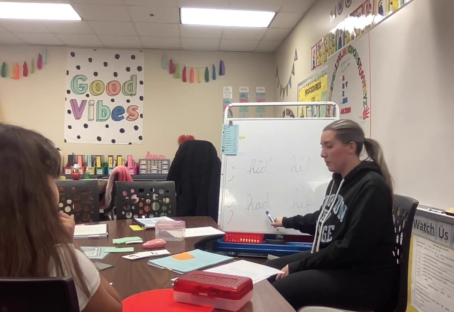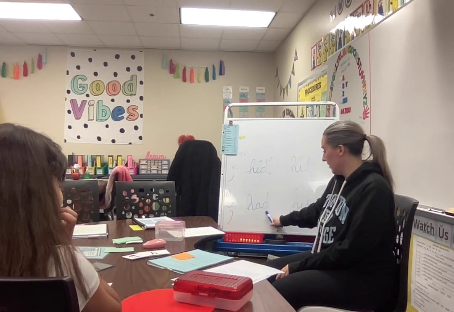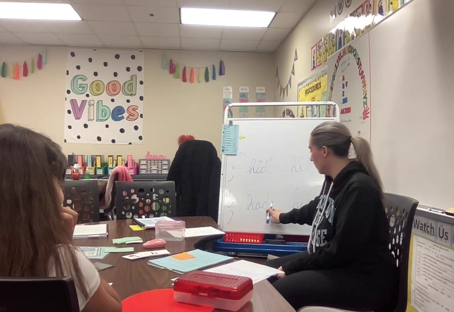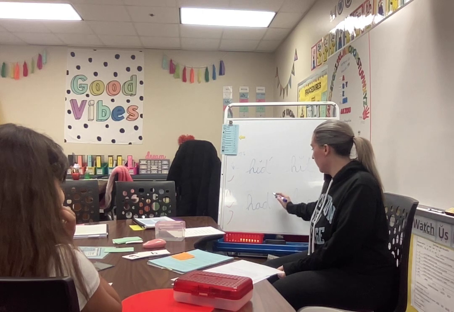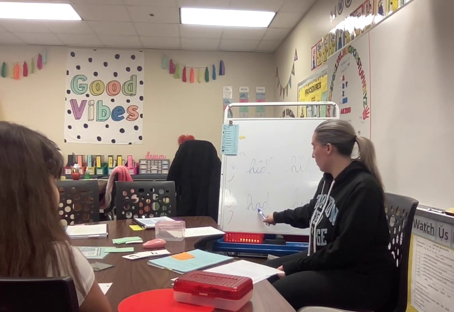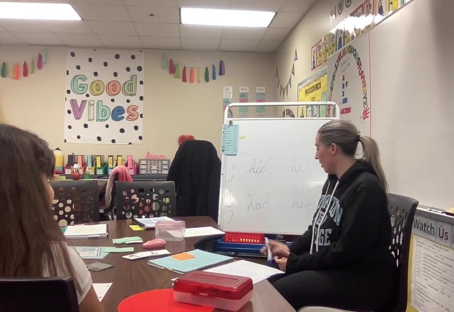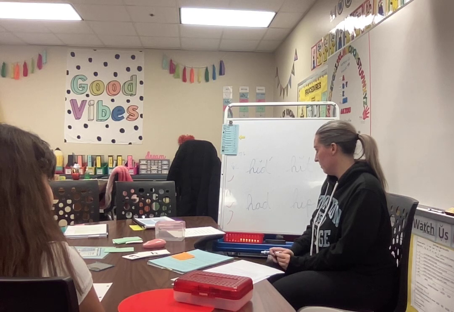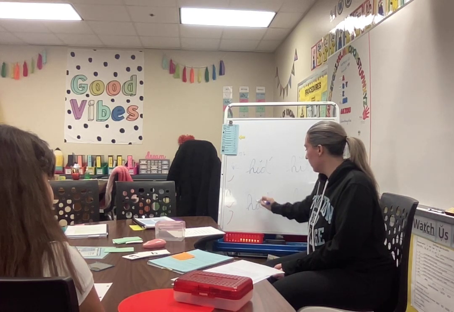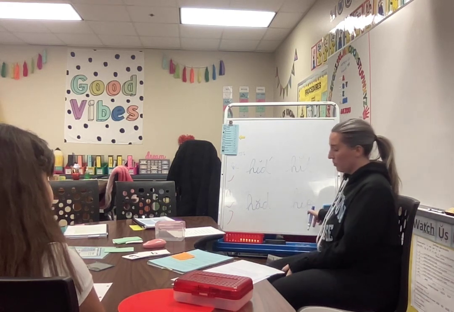All right, let's do this one here. Is this word open or closed? Closed, because we're looking at that consonant d, and d is closed. So is it accented? Yes. So is our vowel short or long? Short. So macron or breve? A breve. So what would this word say? Had. Good.